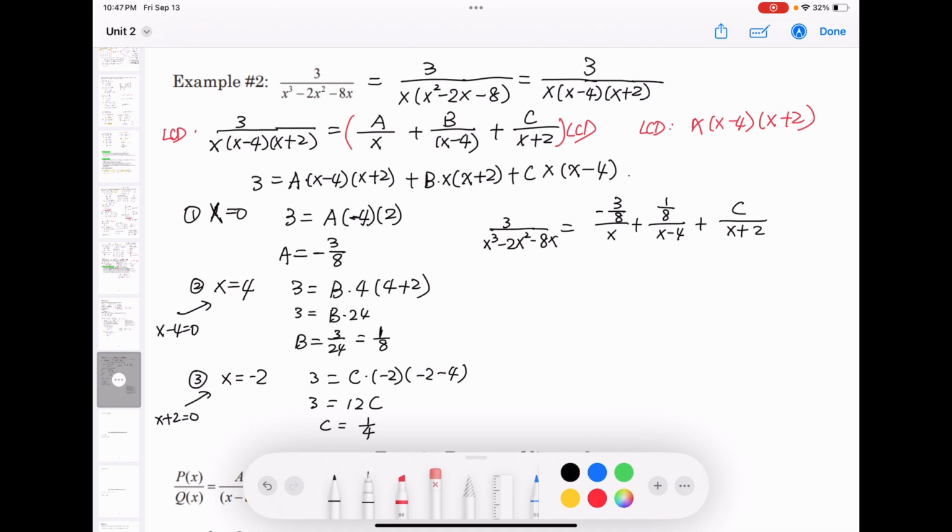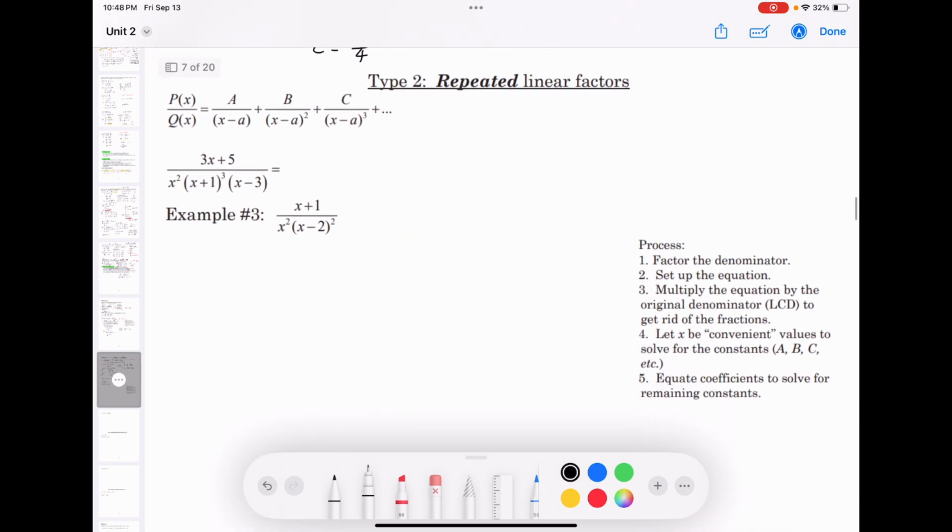C is equal to 1/4. We can bring the denominator to the bottom. Okay, so it is negative 3 over 8x plus 1 over 8 times x minus 4 plus 1 over 4 times x plus 2. So we decomposed our rational expression. All right, let's move on to C, repeated linear factors.